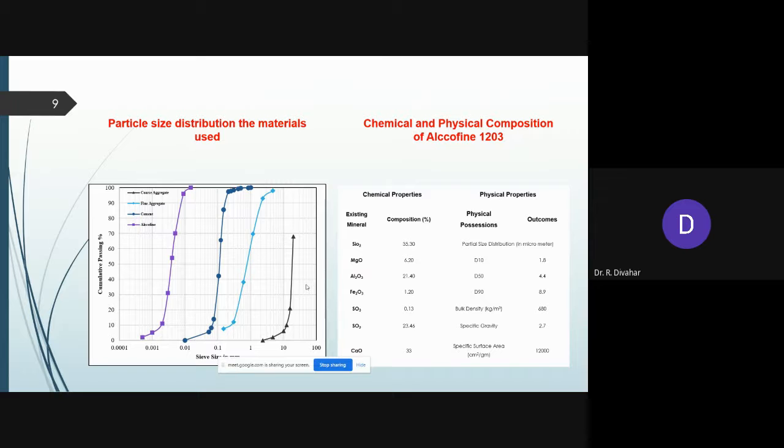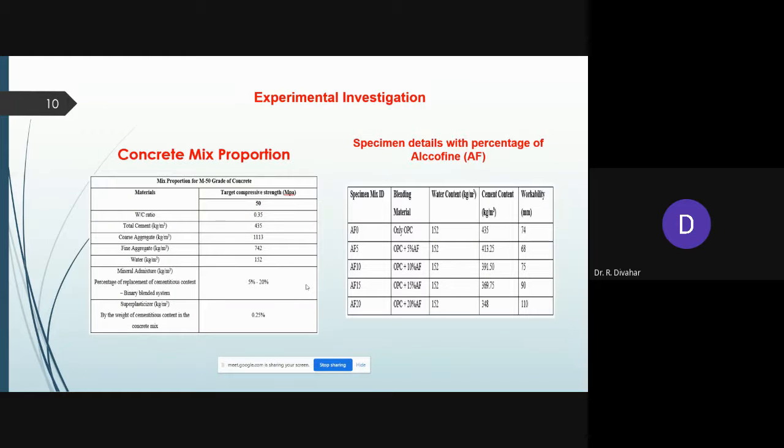And this is the particle size distribution of the materials used in this investigation, and the physical and chemical composition of alkafine 1203. In the experimental investigation, I already told I'm going to use M50 grade. This is the total cementitious content, and the specimen details with various percentages of alkafine. The total cement consumable is 435. I am replacing the cement by 5%, 10%, 15% as well as 20%.